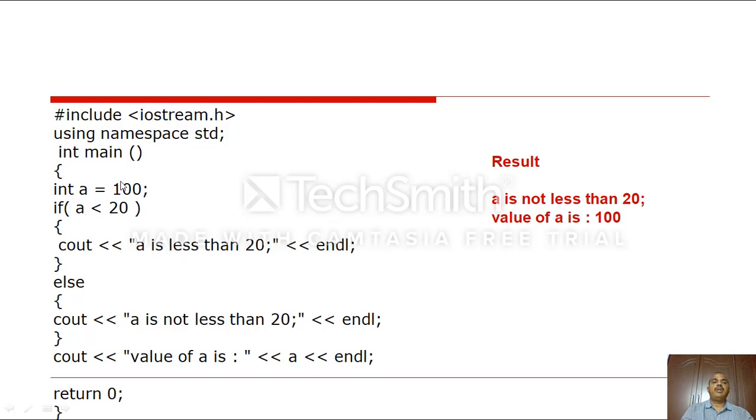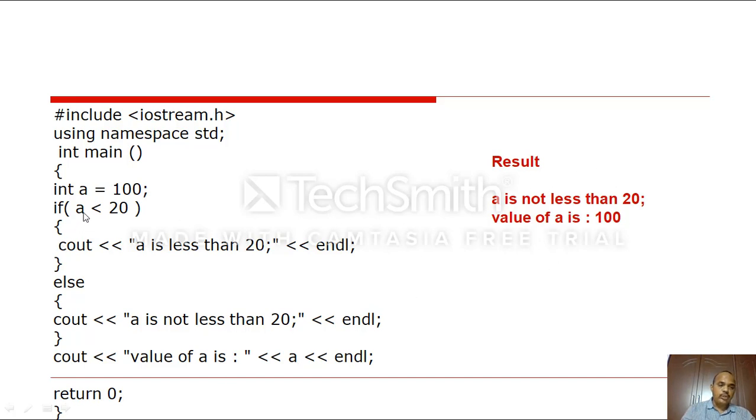In this example, int a equal to 100. If a is less than 20, if the condition is true, it will execute this statement. But is a less than 20 really? No, false. So the condition becomes false, and the control goes to the else part. Display: a is not less than 20 and the value of a is 100. This is the output. Clear, all of you?